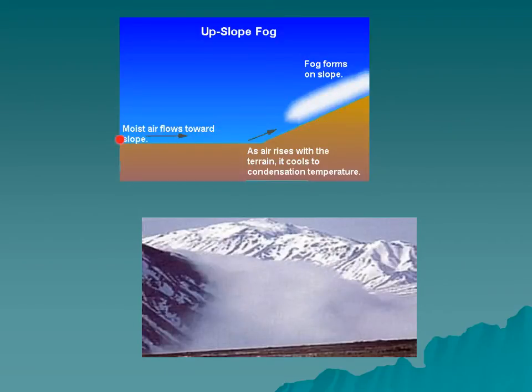Upslope fog, we've got the air moving toward the slope. It starts going up the slope, and the fog forms on the slope as it reaches the dew point, or that condensation temperature. And so it forms on an upslope. Here you can see a picture of that. Here's the base, up the slope of the mountain. You see this fog forming along the slopes.